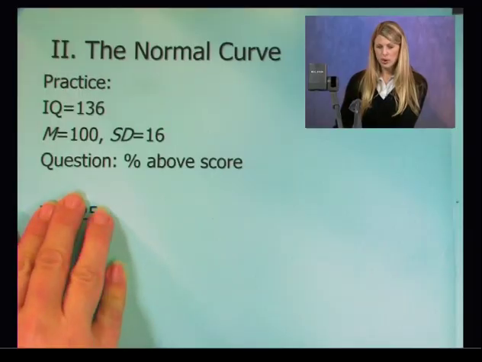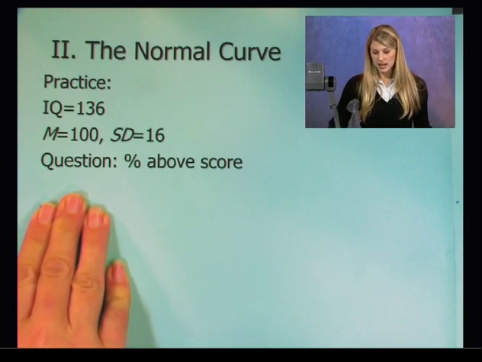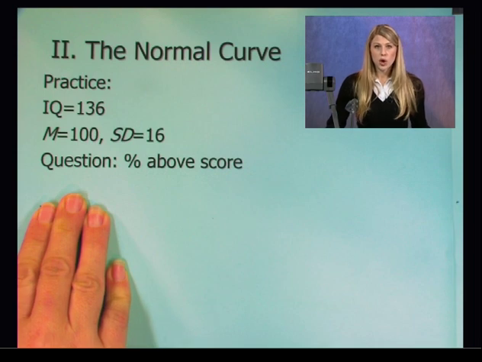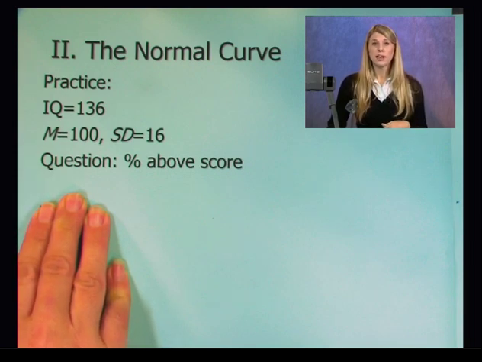Okay. All right, so now I'm going to give you a little bit of practice. I want you to practice, pretend you don't see that. Here is an IQ score of 136. Now, if you know the mean is 100 and the standard deviation is 16, what percentage of people score above this score?